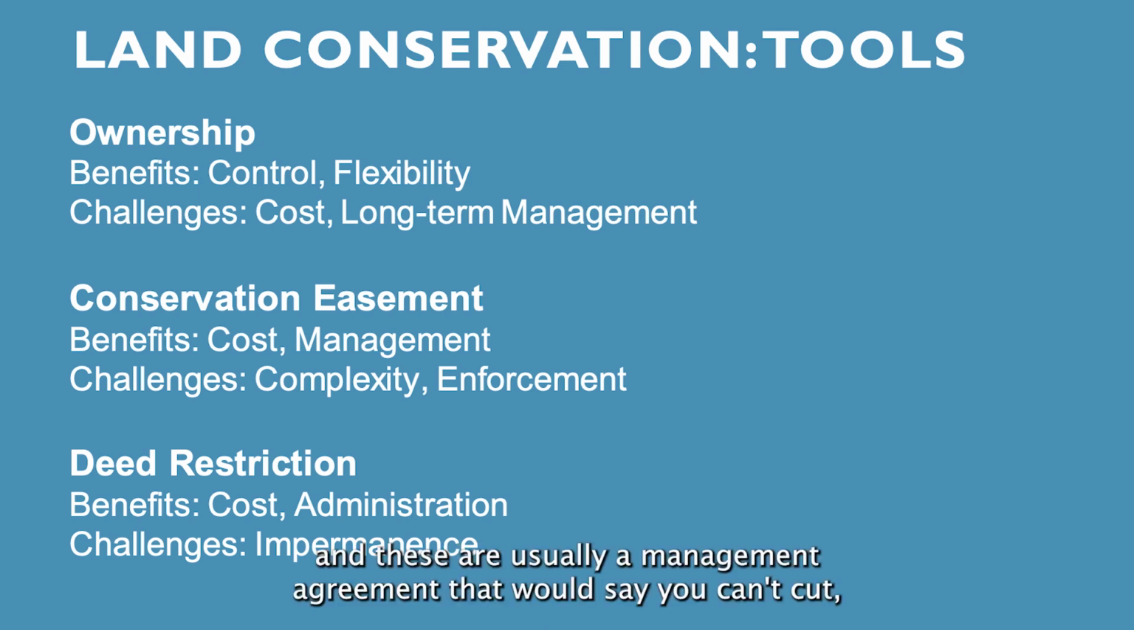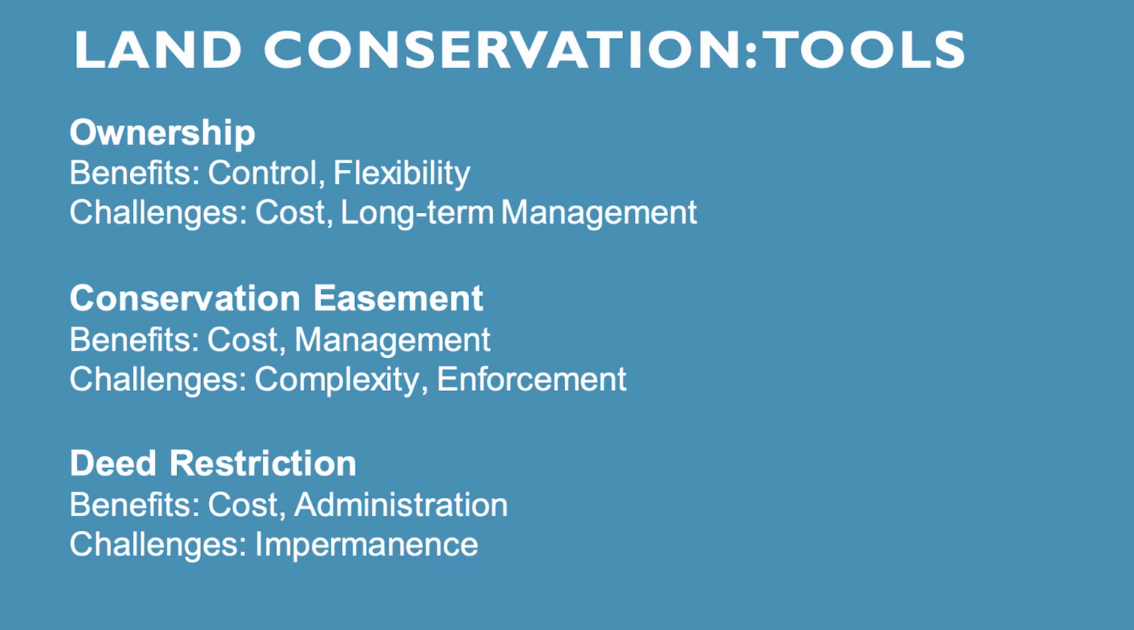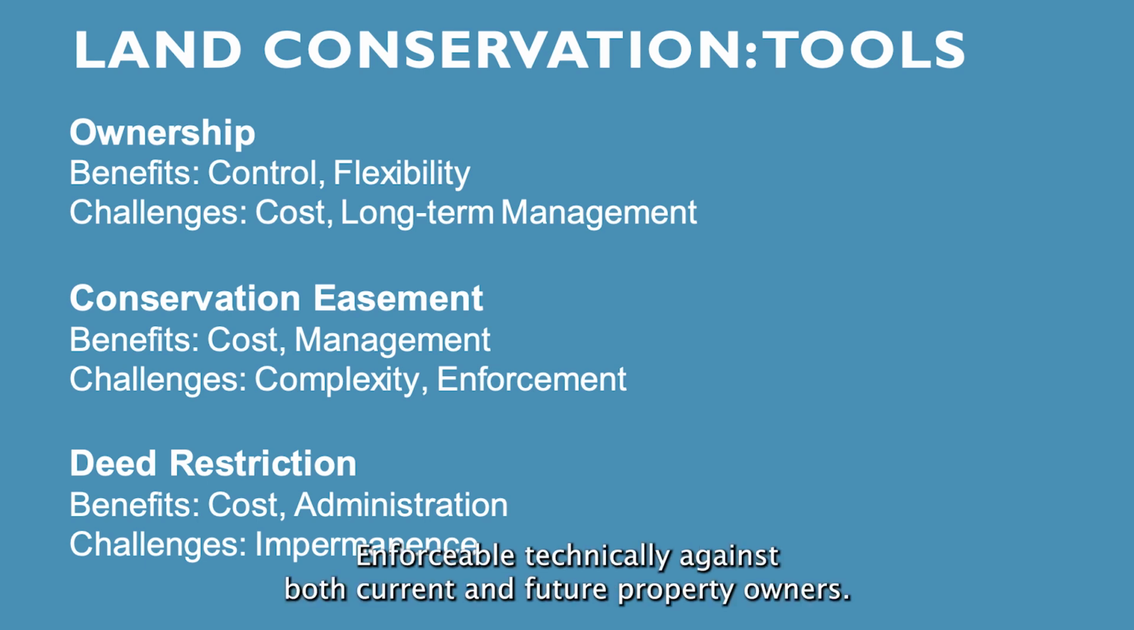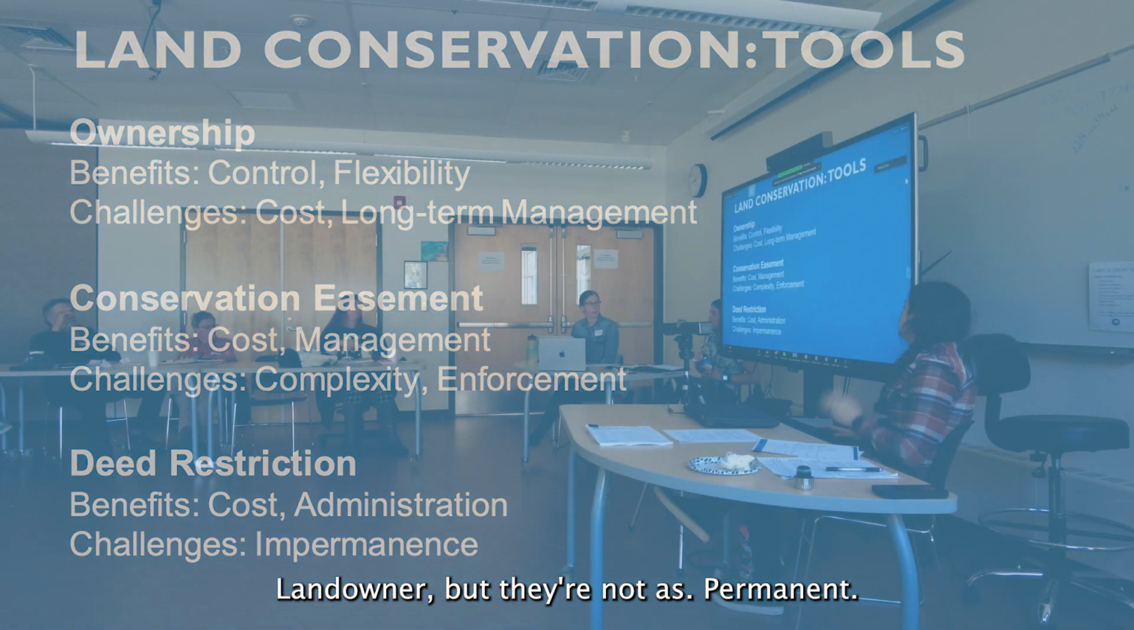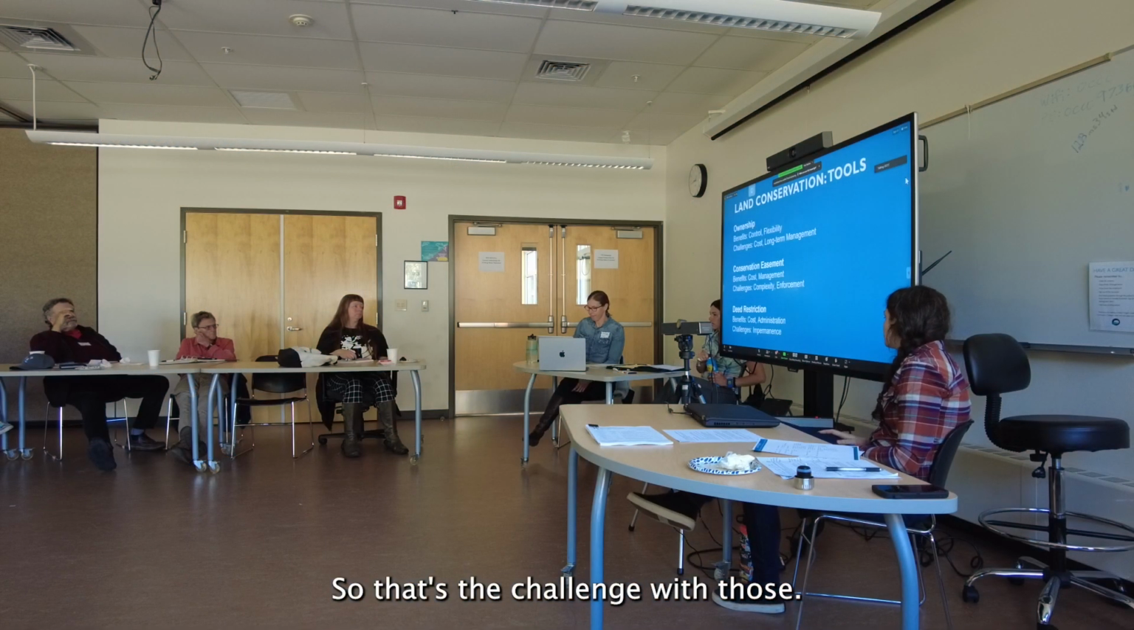And these are usually a management agreement that would say you can't cut, you need to have a bigger buffer than is required by law, and you put that in the deed so it becomes enforceable technically against both current and future property owners. The problem with these is that they can be dissolved. And so they're easier to put on, they're generally cheaper to negotiate with the landowner, but they're not as permanent. So that's the challenge with those.